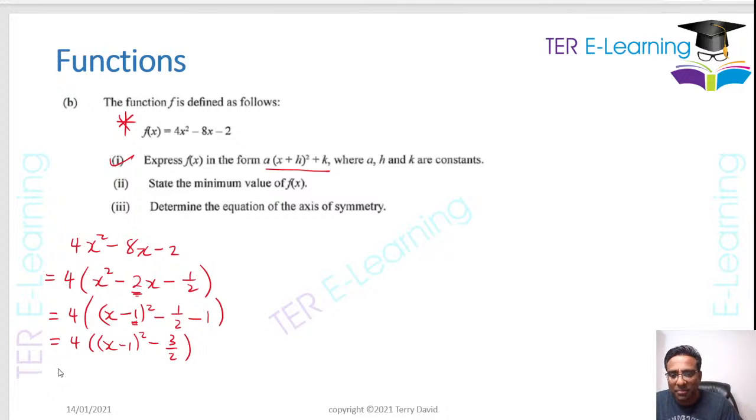Next thing we're going to do is multiply everything by the 4. So we end up with 4 multiplied by x minus 1 squared, minus, and this is going to give me 6. So this is what we get when we complete the square.